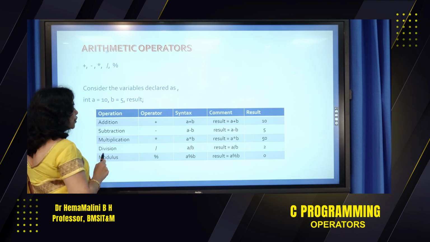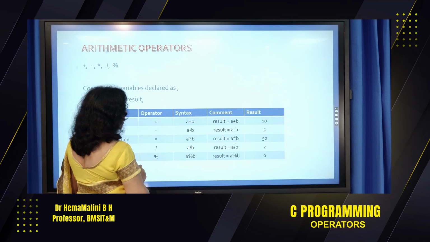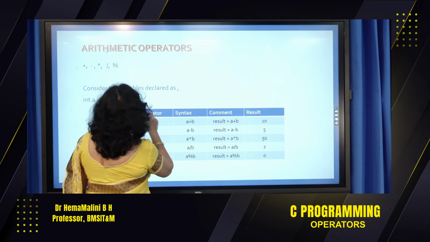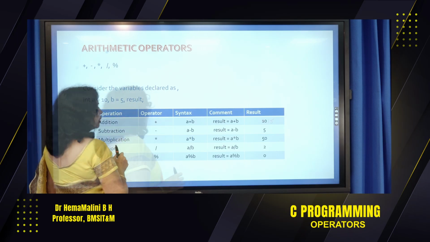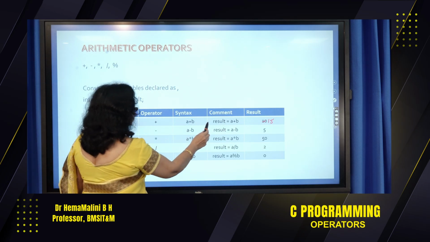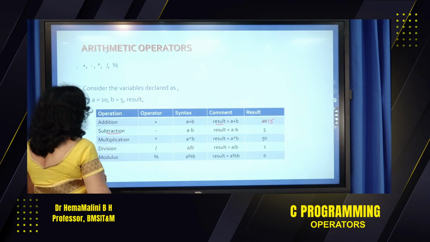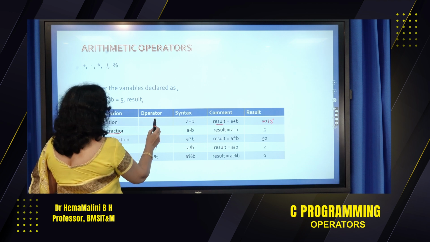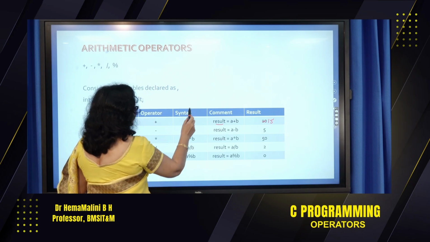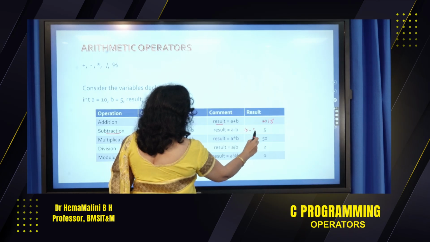If we consider addition, the operator is plus. The syntax would be like this, a plus b. The result is a plus b, which is 10 plus 5. So the result of 10 plus 5 is 15, which is stored in the variable result. Now let us see the second operation, which is subtraction. The operator is minus, syntax is a minus b. So it is 10 minus 5, which is 5.